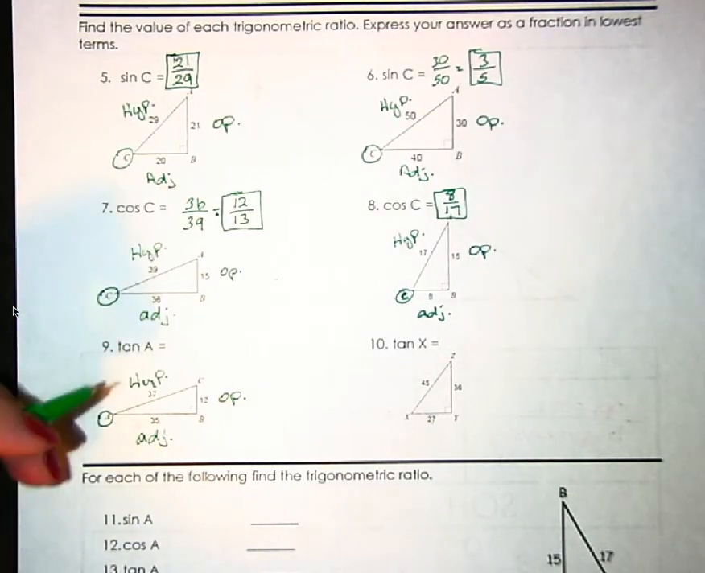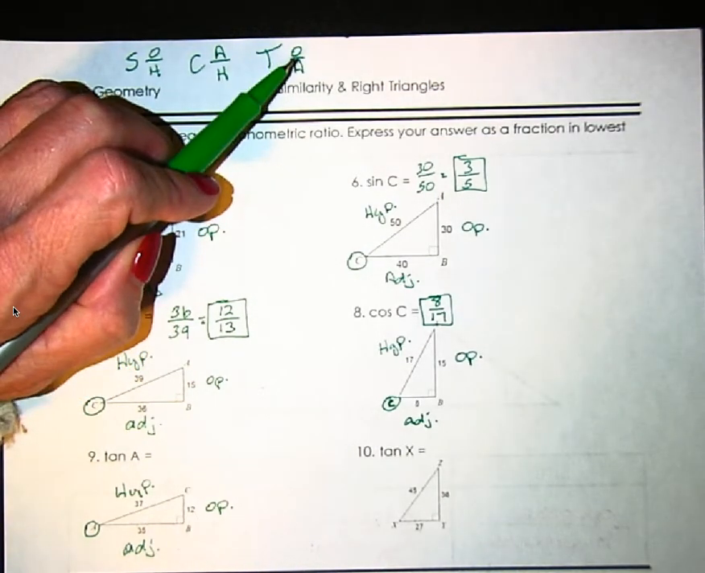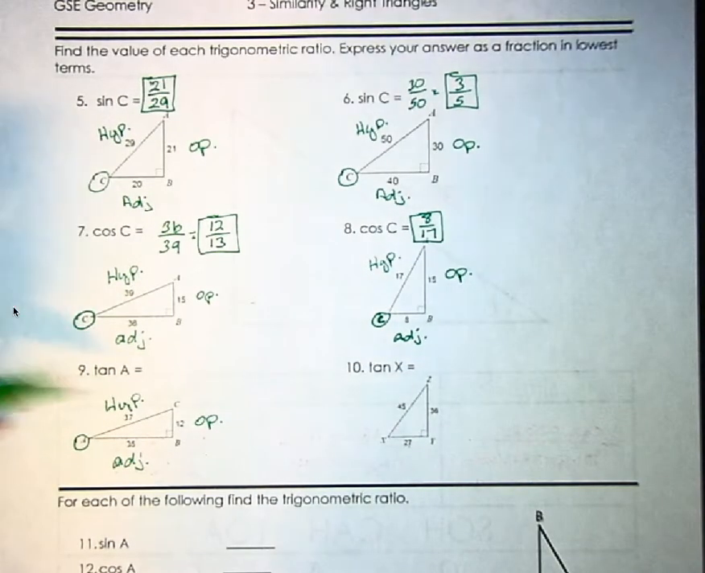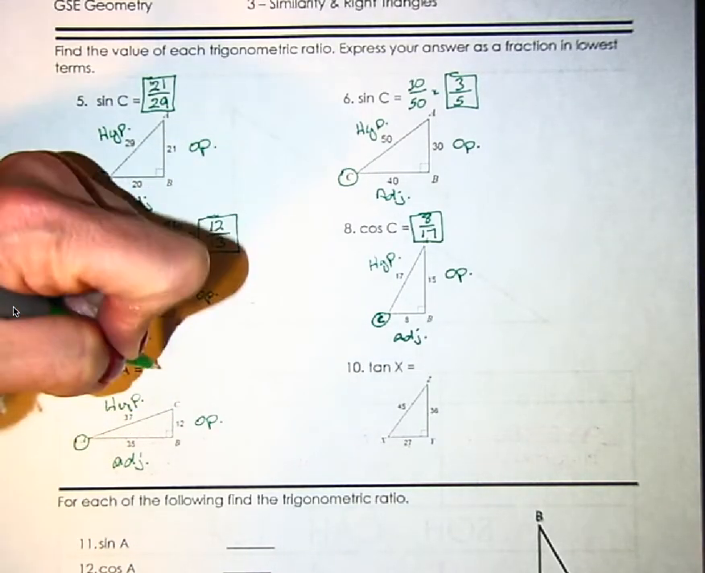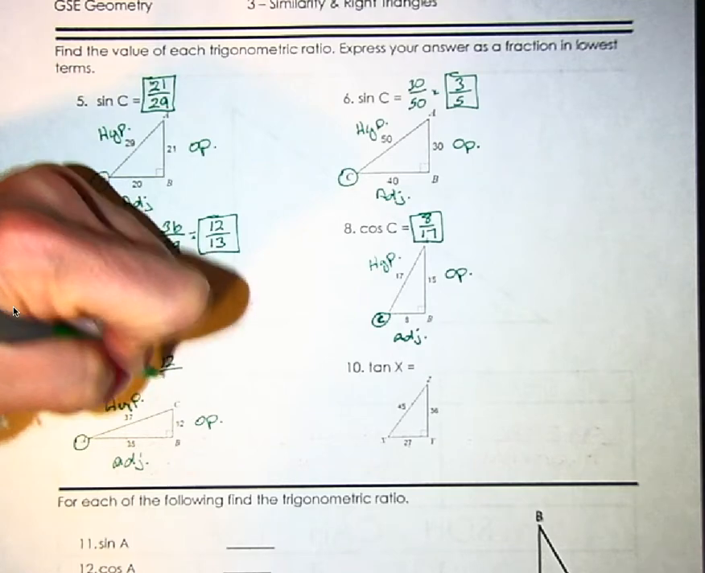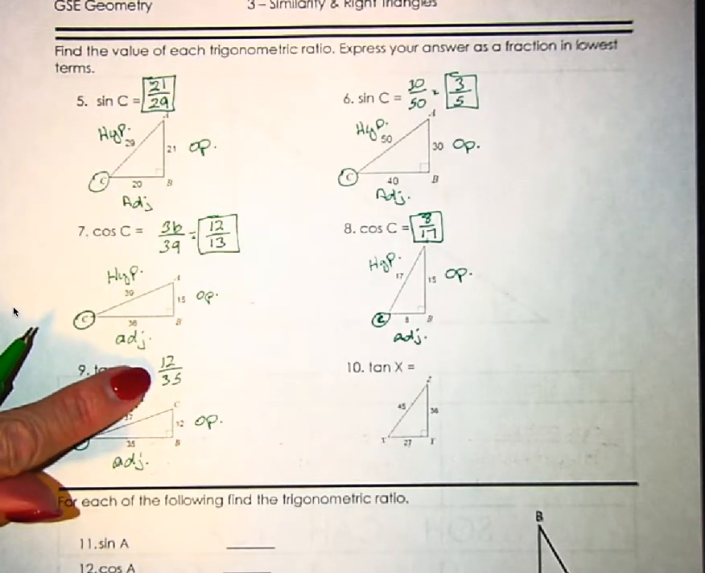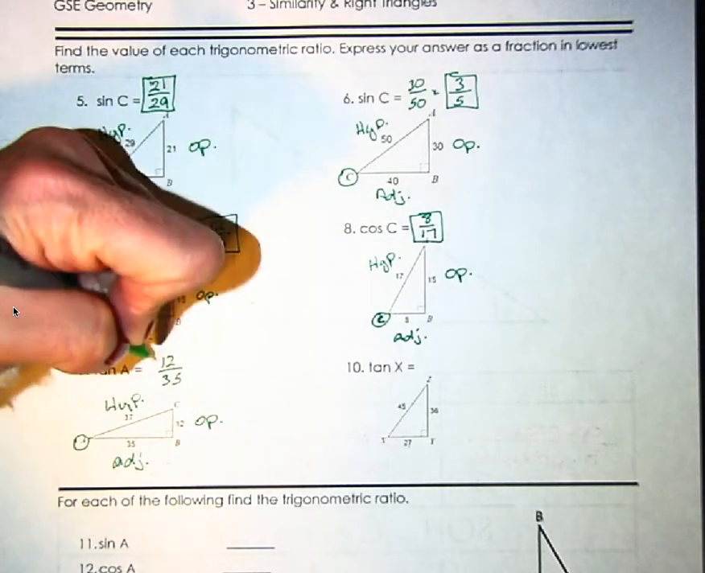Okay, tangent, if you remember from up here, it's opposite over adjacent. Tangent is opposite over adjacent. It does not use the hypotenuse. So my opposite side is 12, my adjacent side is 35. So 12 over 35, and it looks like both of those are divisible by 3. No, they're not. So I believe that's in simplest form. Yeah, that's not divisible by 3.